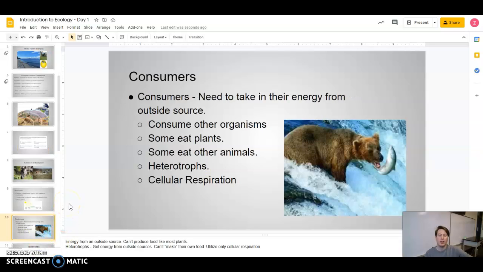Consumers. Now, consumers are a little different in that they need to take their energy from an outside source and bring it in. They consume other organisms. Some eat plants, and some eat other animals. They're heterotrophs. They get their energy from outside sources. They can't make their own energy. They utilize cellular respiration.